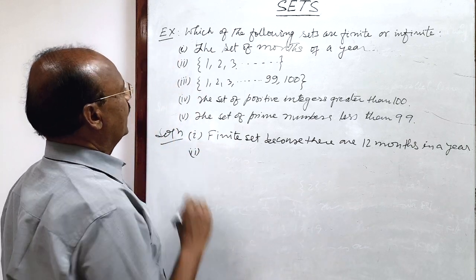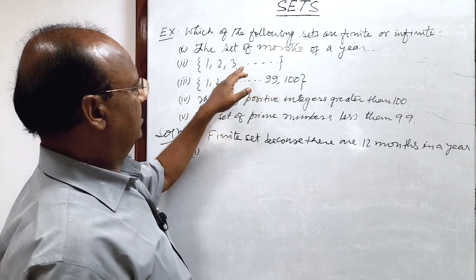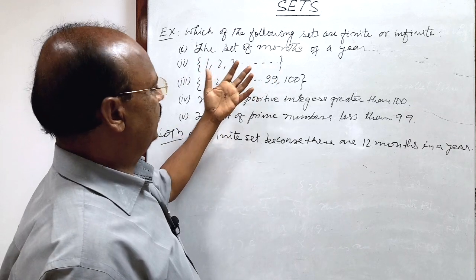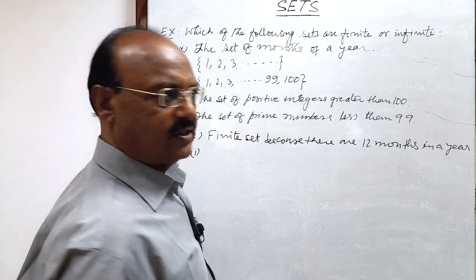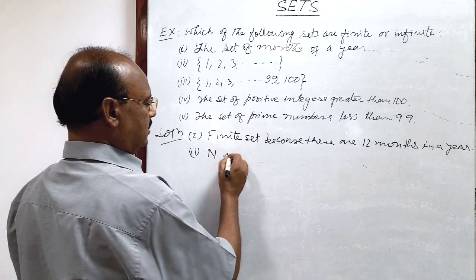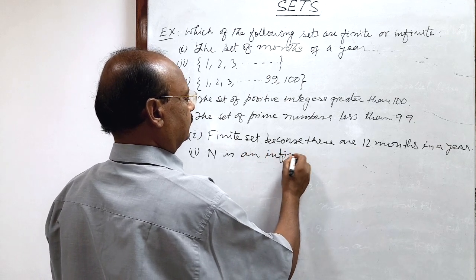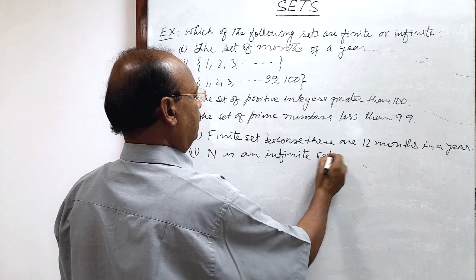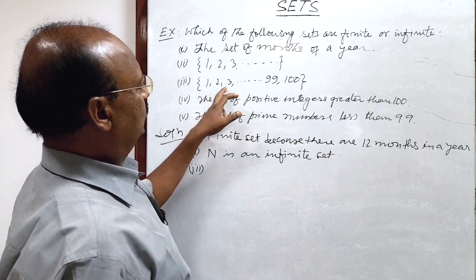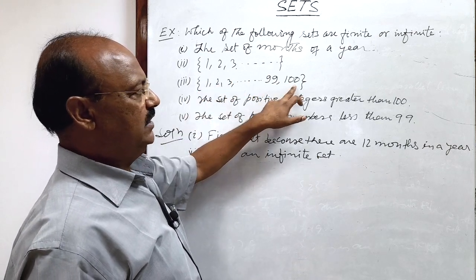Second, these are all natural numbers, but this dot dot dot shows that this is infinite. So obviously set of natural numbers is an infinite set. Example of infinite set.